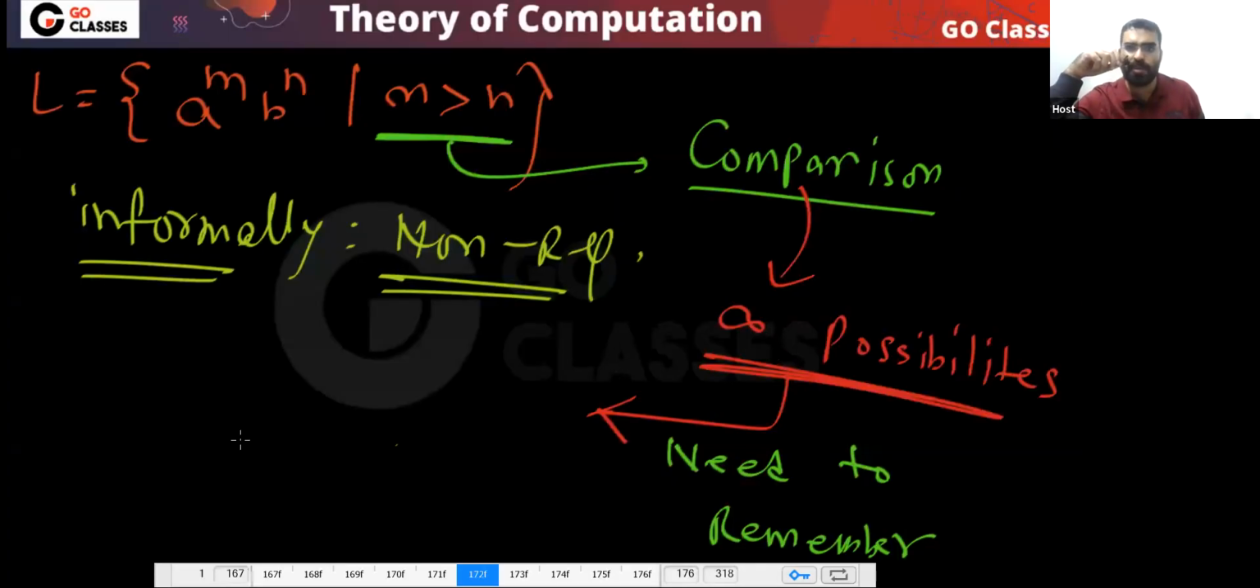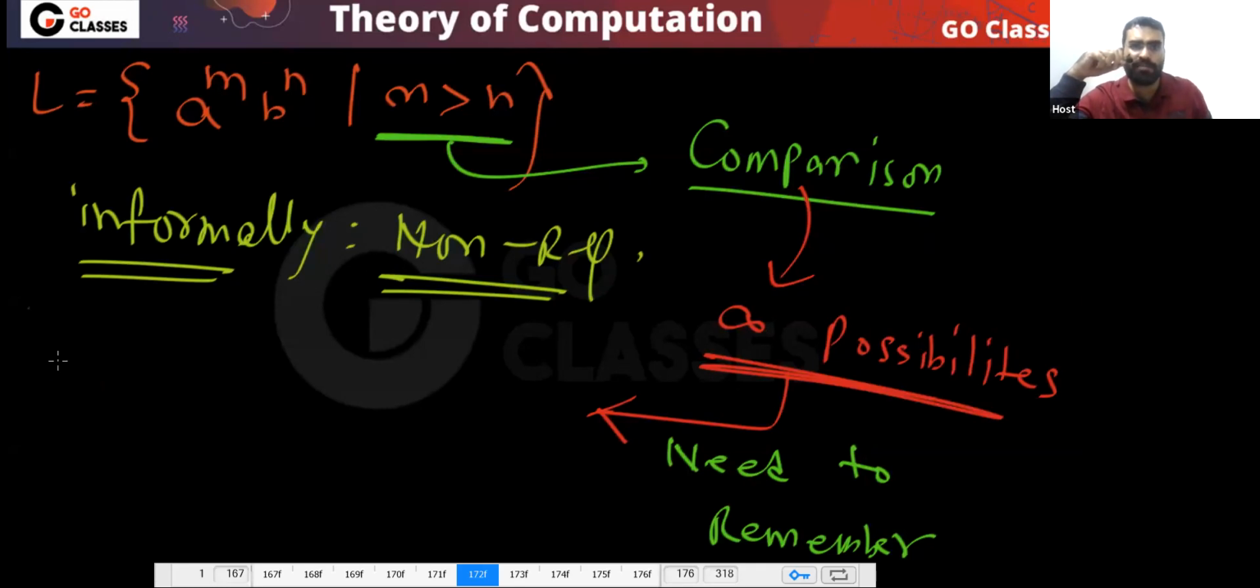And if you don't want to make any mistake and want to give the correct answer, just give me infinite possibilities. If there is a comparison and you can also give me infinite possibilities, then the answer will be non-regular. But if there is a comparison and you cannot give me infinite possibilities, then you should think twice. Okay, so let's see this. So tell me, what are the infinite possibilities that we need to remember?